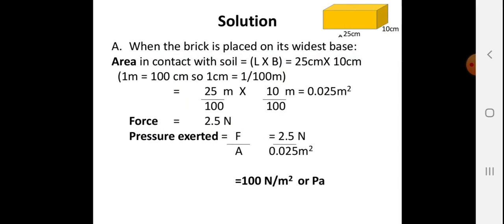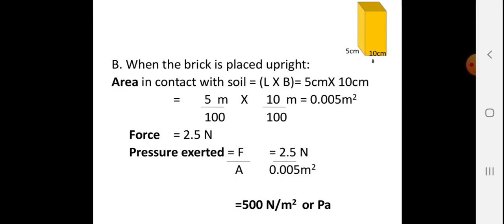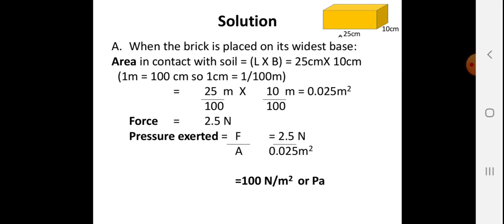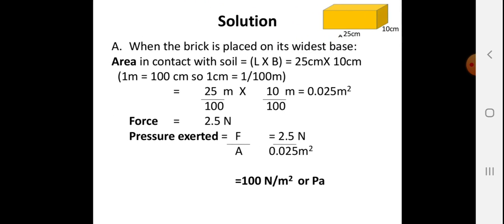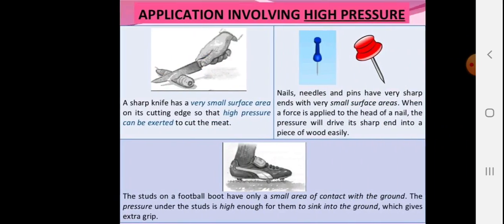Solution. When the brick is placed on the widest base, the pressure for the first case is 100 Newton per meter square, or 100 Pascal. You can see the calculation. And for the second, it is 500 Newton per meter square, that is 500 Pascal. So for the first case it is 100 Pascal and for the second case it is 500 Pascal. So the second object, which has lesser area, applies more pressure. The first figure has more area, so it applies less pressure.